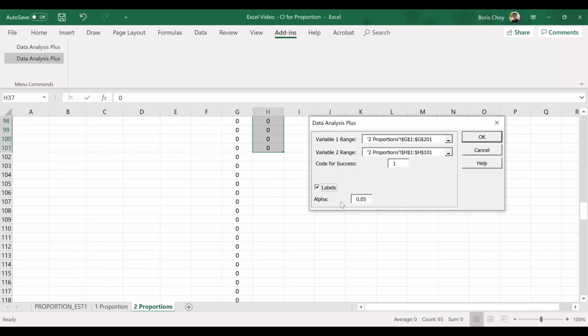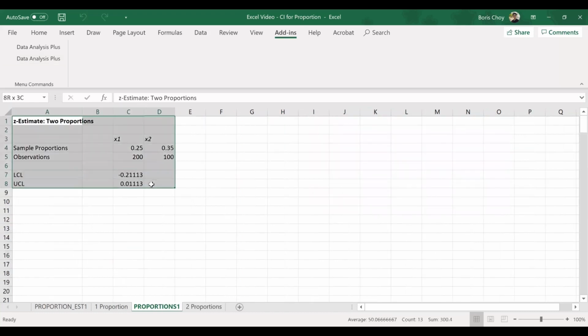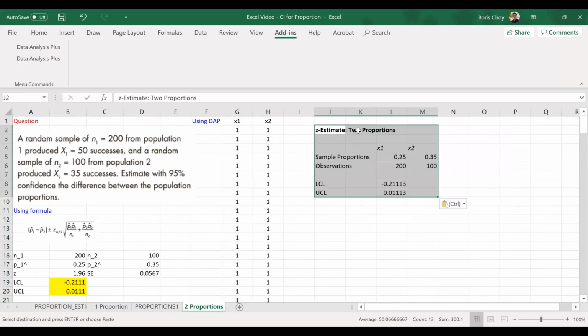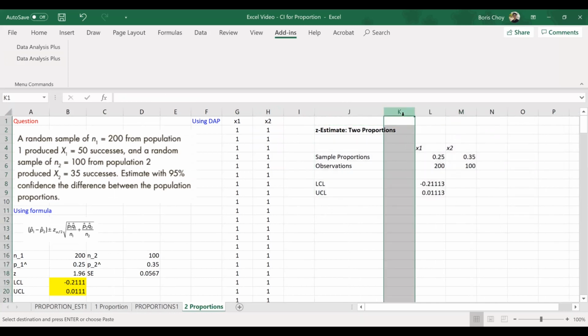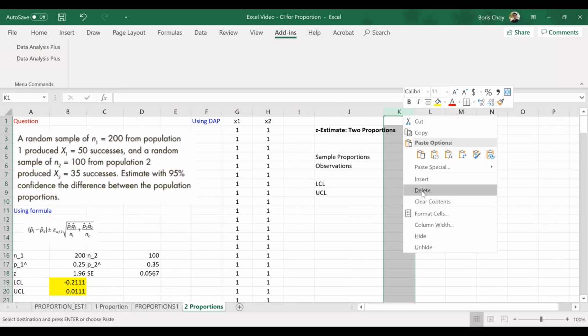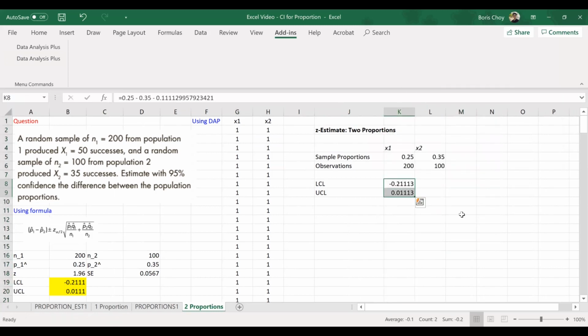To construct a 95% confidence interval, alpha equal to 0.05. Okay. Spreadsheet, copy and paste here. Okay, and then we get the answer. Lower confidence limit is minus 0.2111. The upper limit is 0.0111. And we can take 4 decimal places.